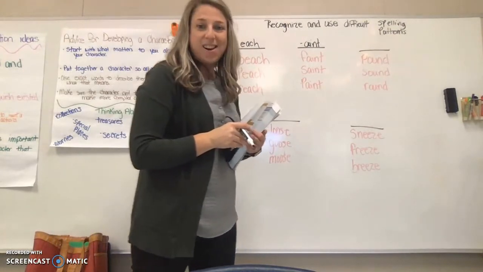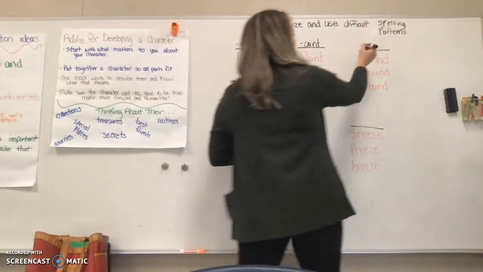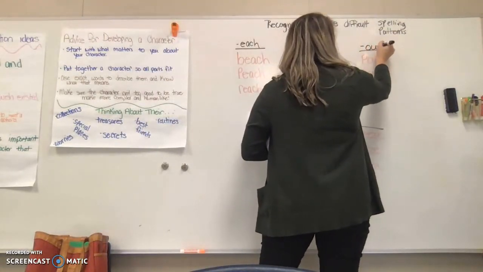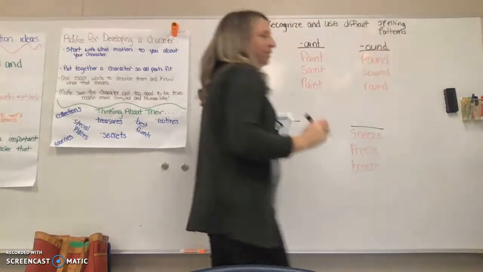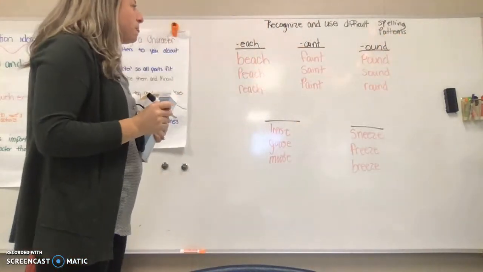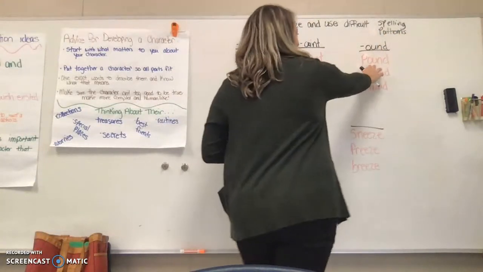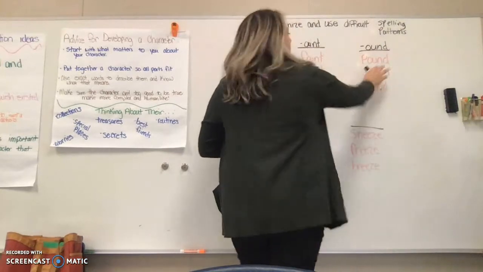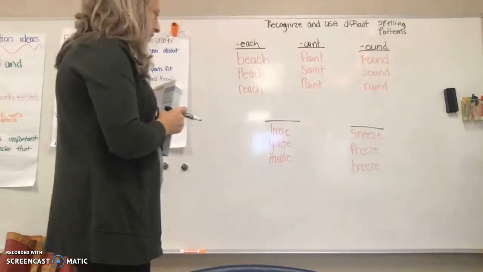Pound, sound, round. We hear the ound sound. They each have also two vowels and two consonants that go with it.